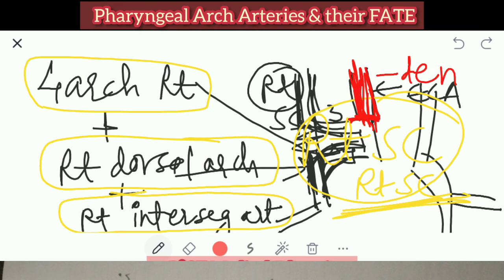You might have heard this word de novo in cholesterol formation in biochemistry or lipid metabolism. De novo means it is forming there itself, forming in situ, not being derived from elsewhere. So this is the new arch artery from the third arch artery. It is the de novo branch of the third pharyngeal arch artery.